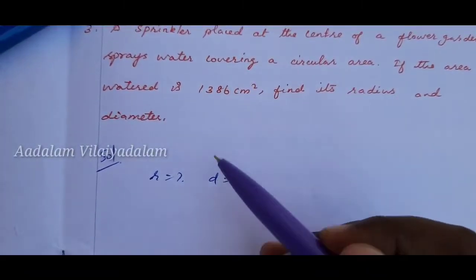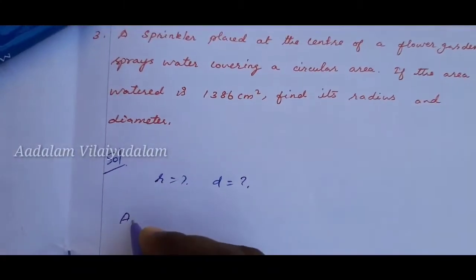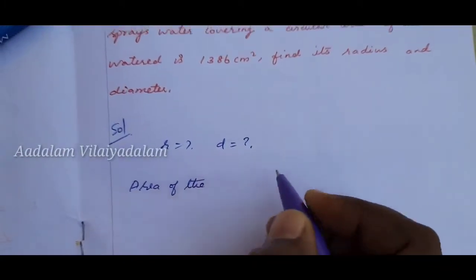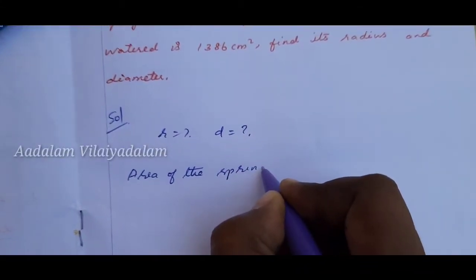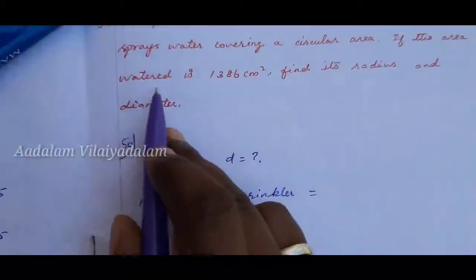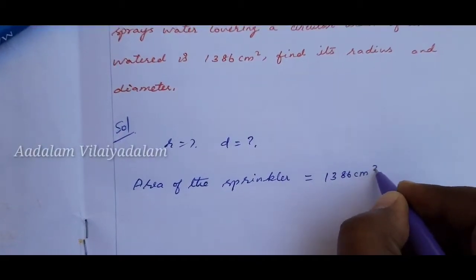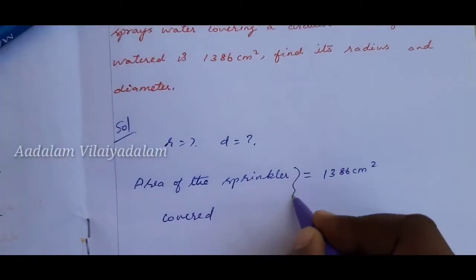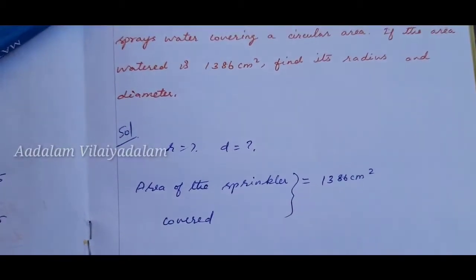Radius and diameter, but only they have given that area. So as usual we can write: area of the sprinkler. Area of the sprinkler is given, that is 1386 centimeters square. Area of the sprinkler covered, so the sprinkler covered this much area, that is 1386 centimeters square.